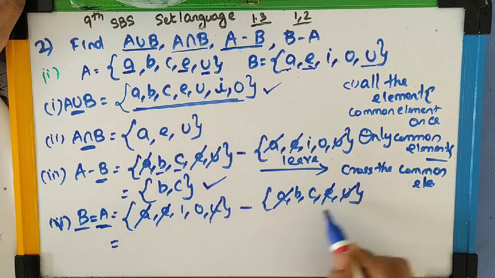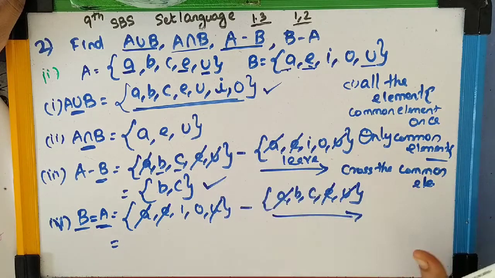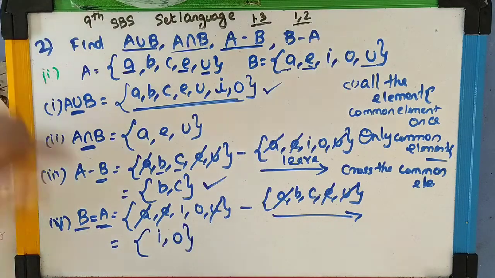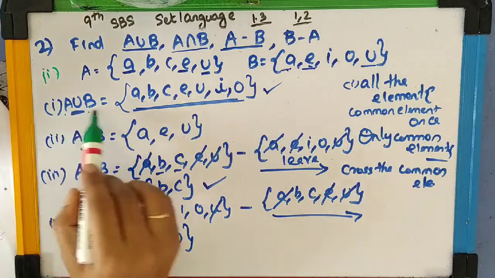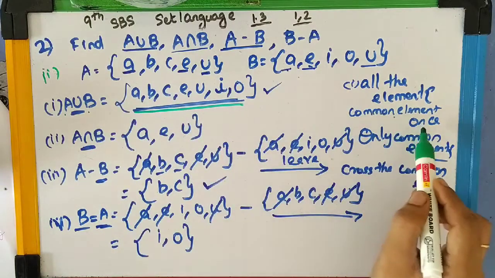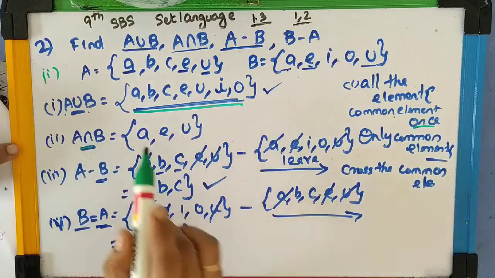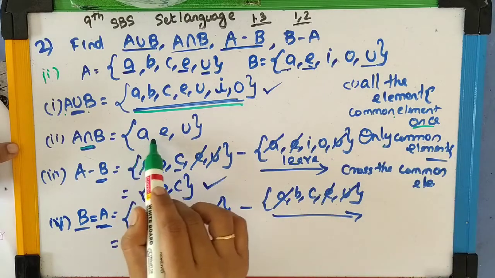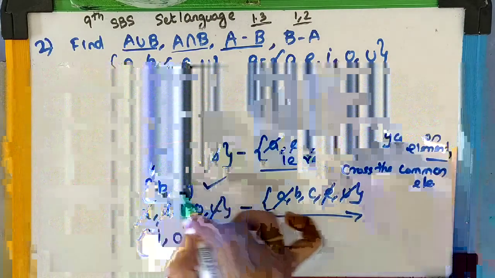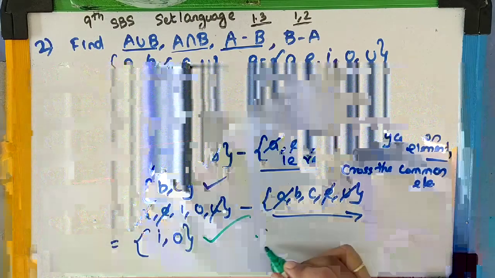I am cancelling the common elements A, E and U and leaving the second set completely and writing the remaining terms in the first set, that is I and O. So this is B difference A. Clear? So we have found A union B. We have found A intersection B, that is the common elements. Then A difference B, that is we have cancelled the common elements, leave the second set and write the remaining elements in the first set.